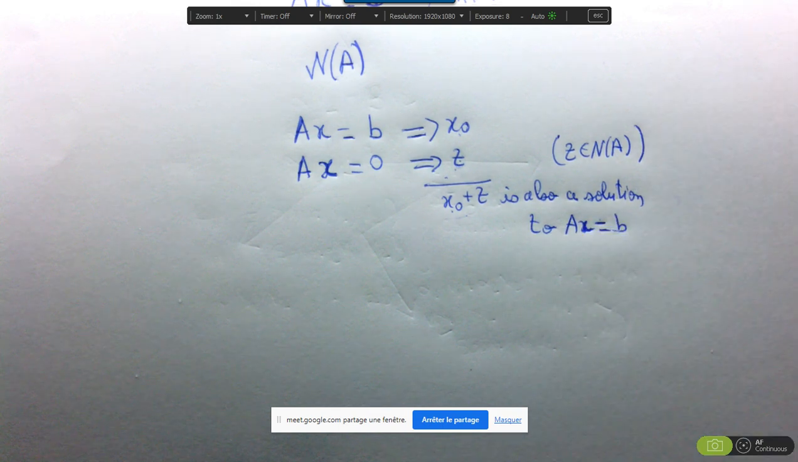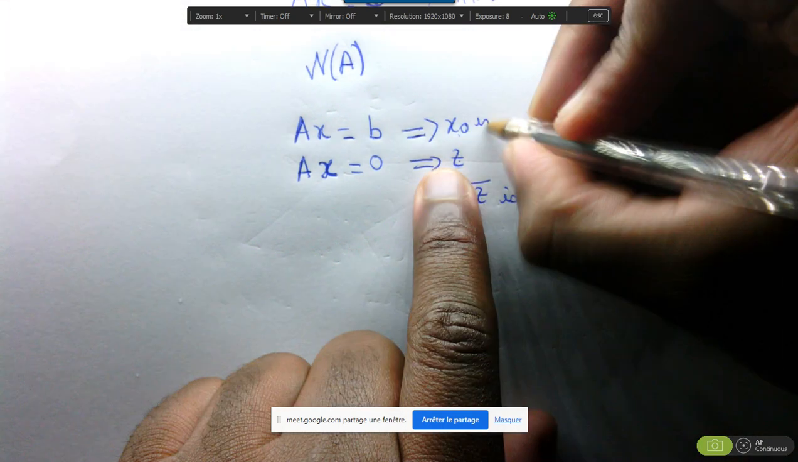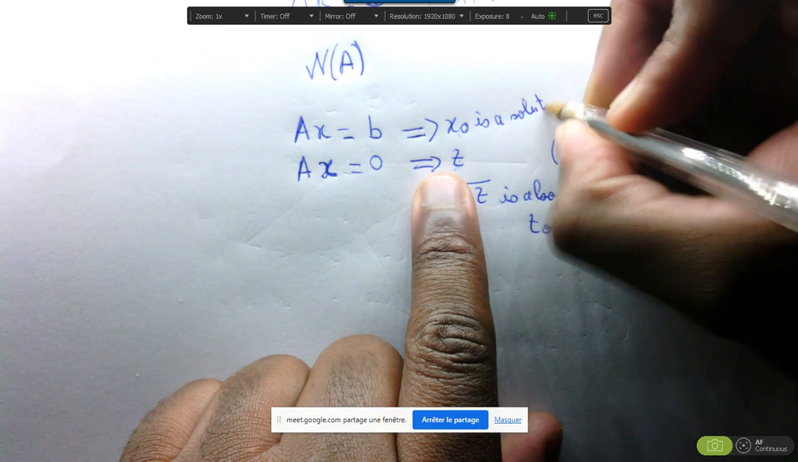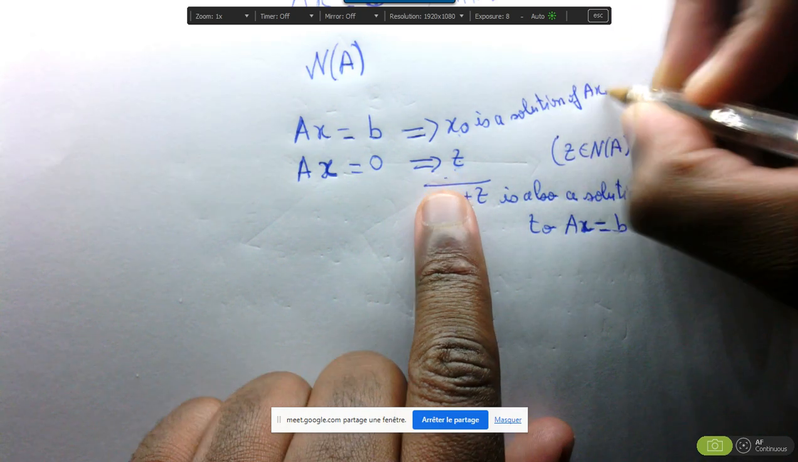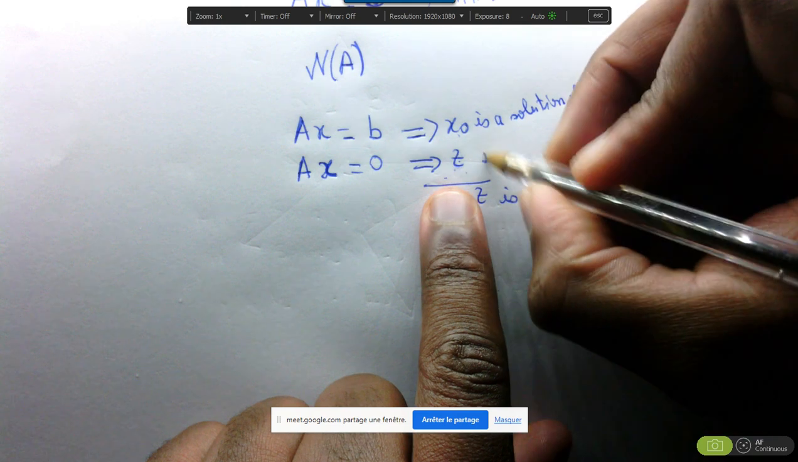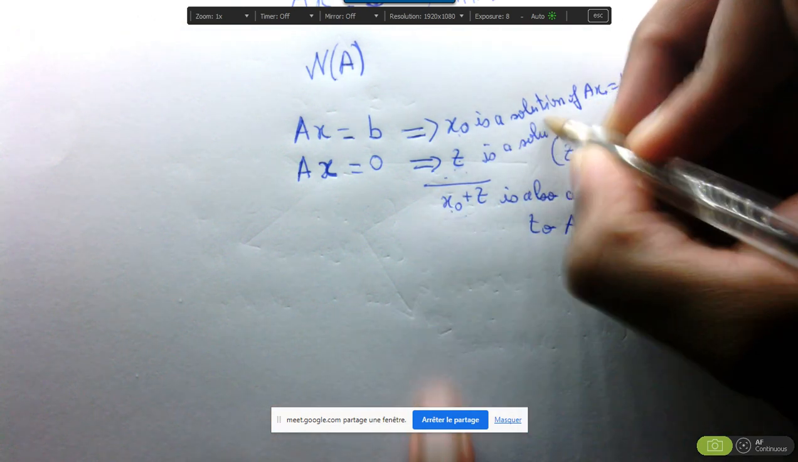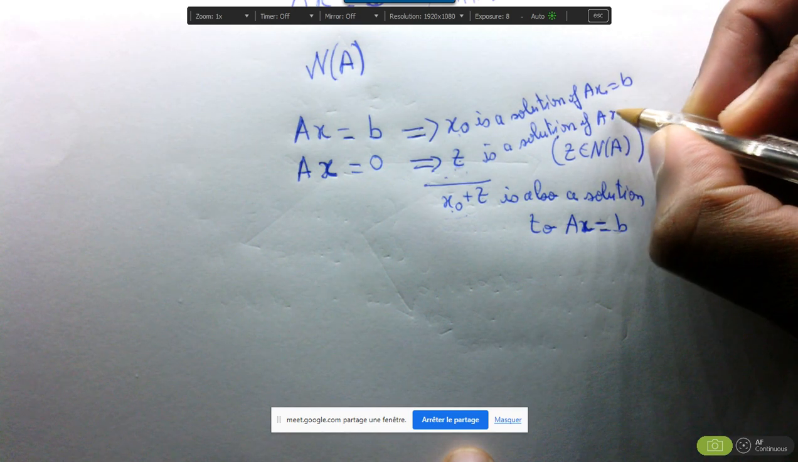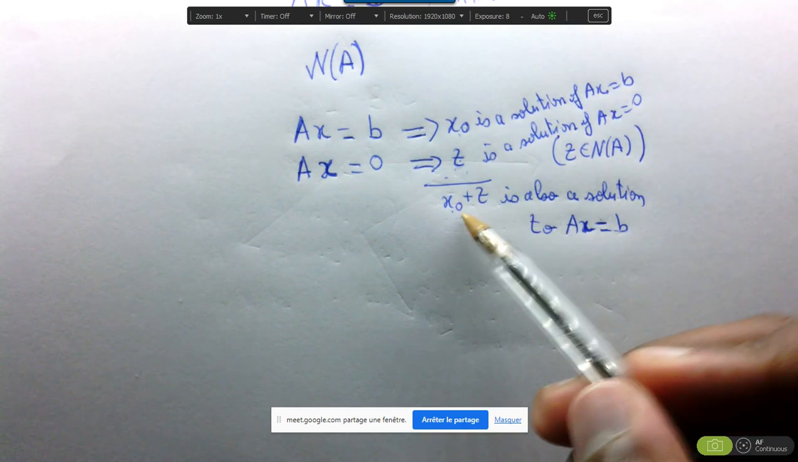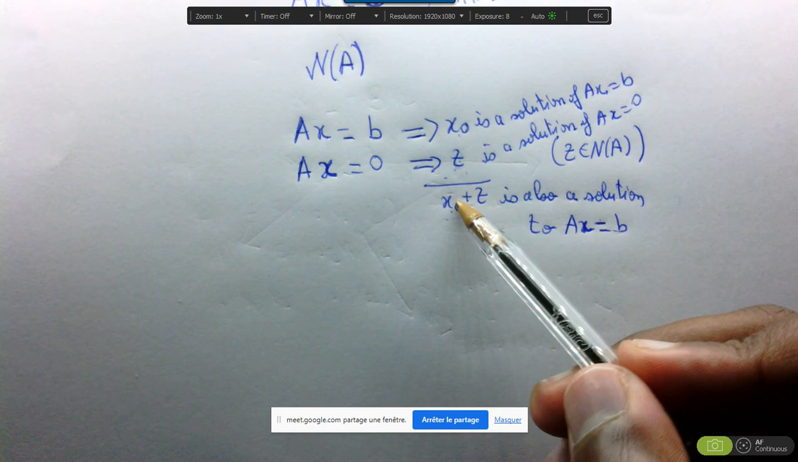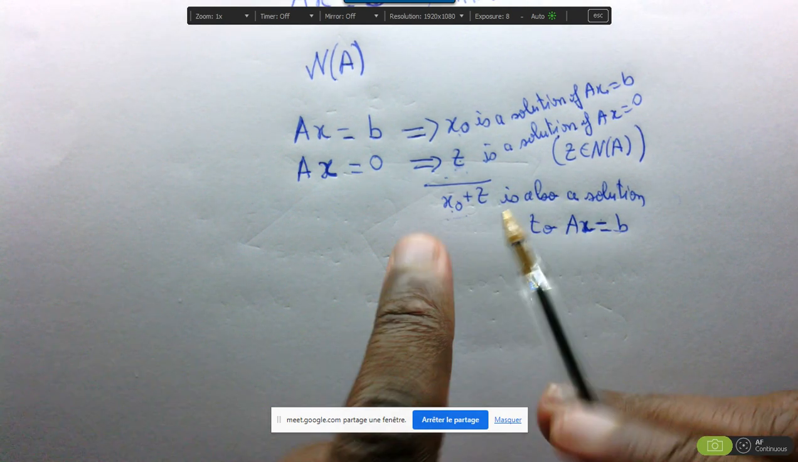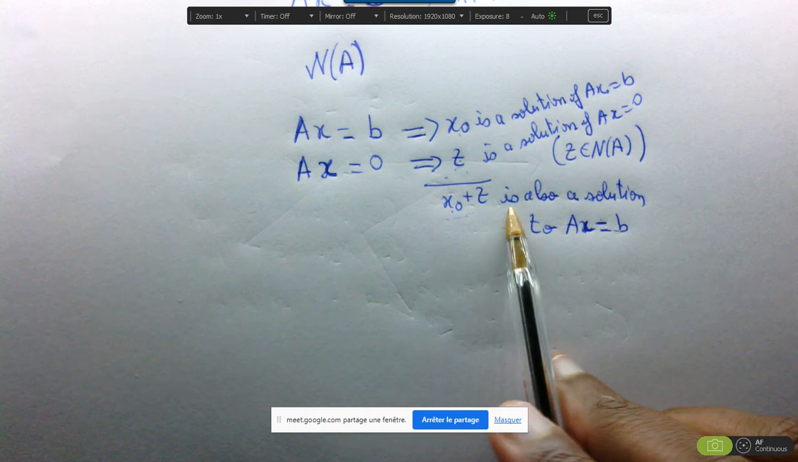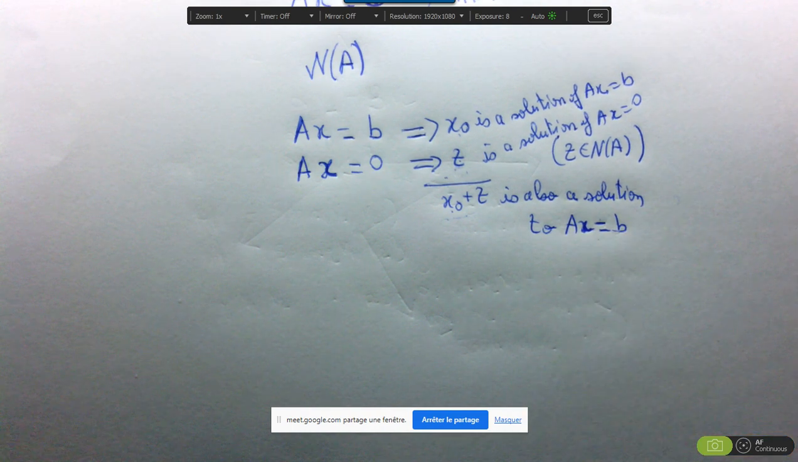Okay, so x0 is a solution of Ax equals b. Z is a solution of Ax equals 0. Now if I do the sum of those two solutions, I will have a new vector, and now that new vector will also be a solution of Ax equals b. Okay, so that's what we've seen also, that concept.